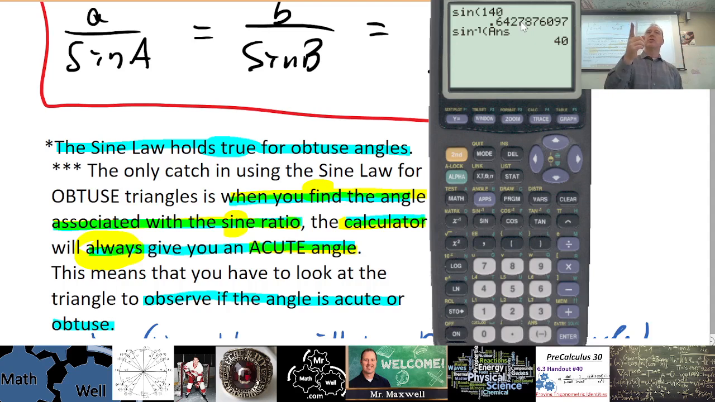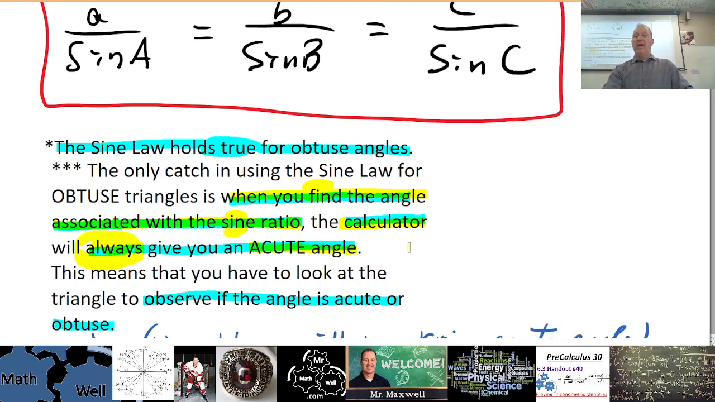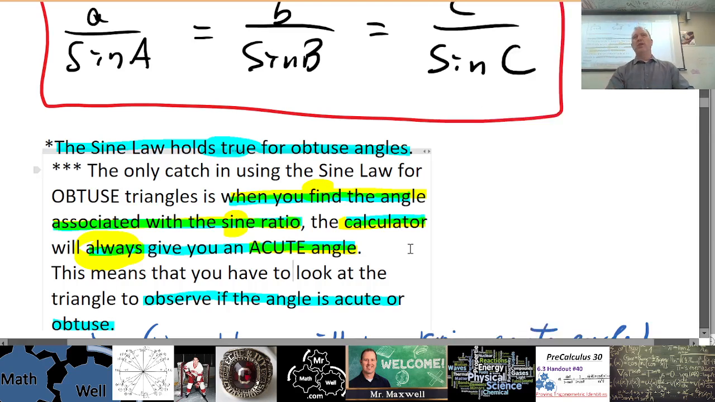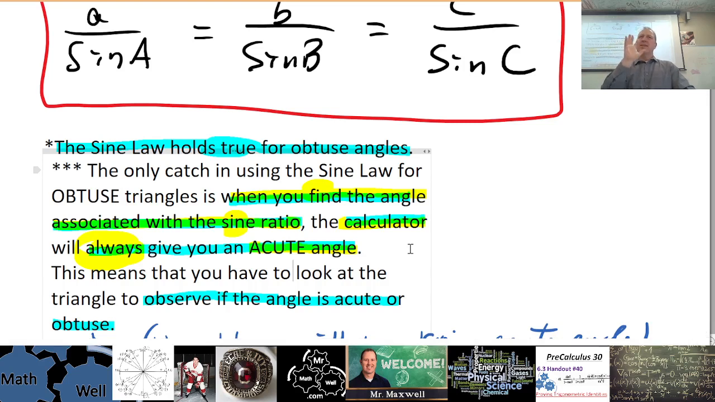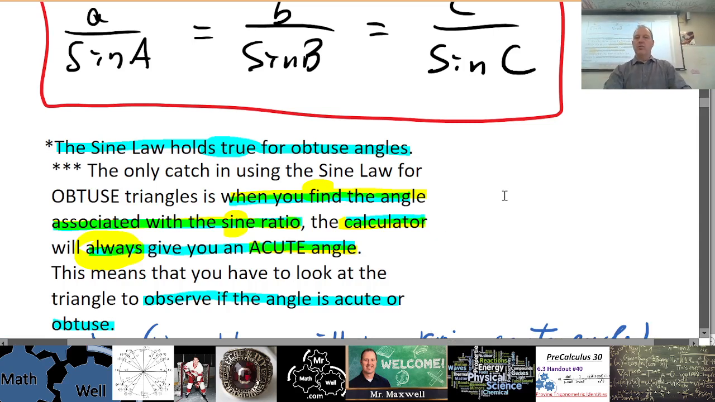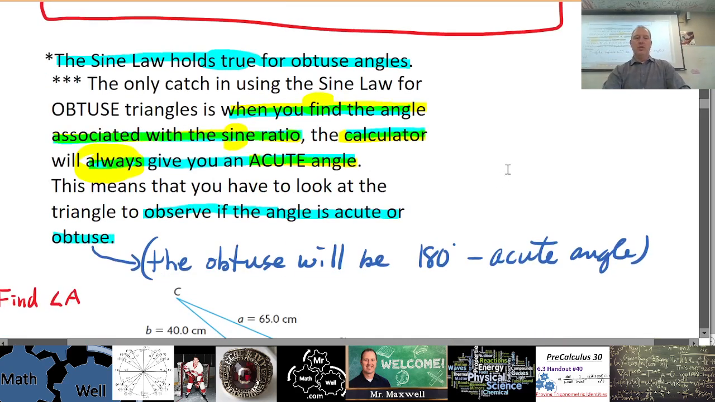And then it's up to you to decide, is that going to be the angle that you're looking for in the question? Or do you need, for the sine value, the supplementary angle? Okay? So you should sketch your triangles when you're trying to find an angle. Try to sketch to scale a little bit so that you can see if that angle is acute or obtuse, because you're going to have to do that extra little calculation on your own. The question's not always going to tell you to do that.